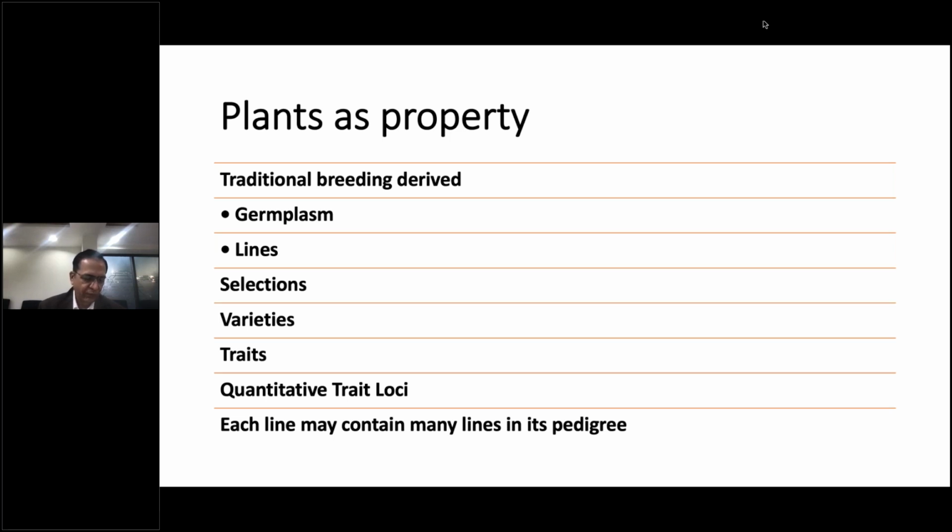They go through a validation for their distinctiveness, usefulness and stability. There are, of course, the QTLs, which are also an important element of bioproperty that can be enhanced in the plant itself or in other plants through trait transfer. So these are some of the important plant property. And the reality is that when you talk of a line as a property, it might contain numerous pedigrees as background property in it. So that's where there's a complex element when it comes to plants as a property.